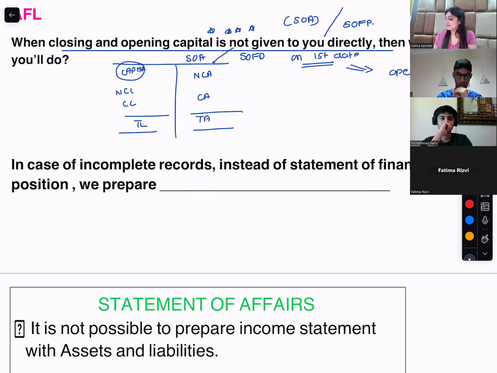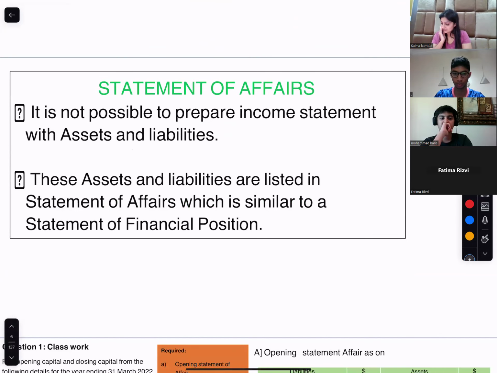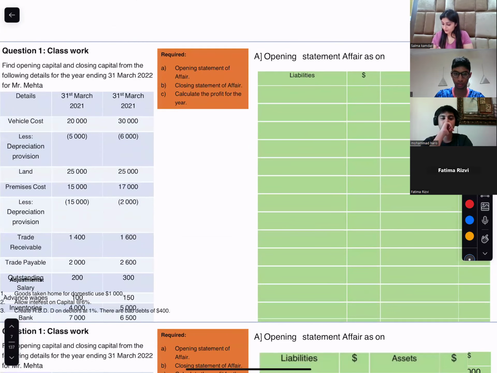If you prepare this on the last date, what will you get? Closing capital. Remember, the statement of financial position is used for our normal business. But in incomplete records, a statement of financial position is nothing but your statement of affairs. What is it called? Statement of affairs.